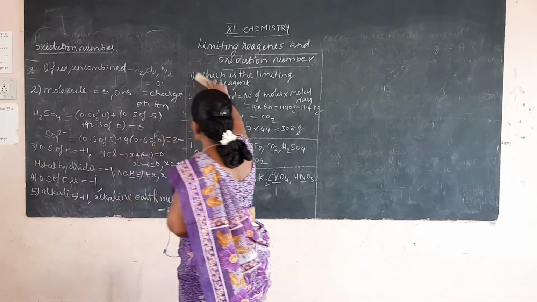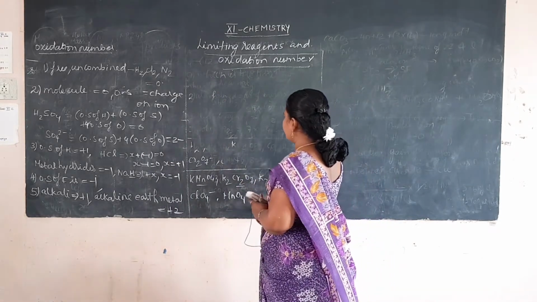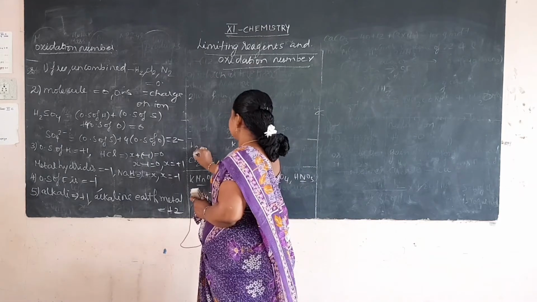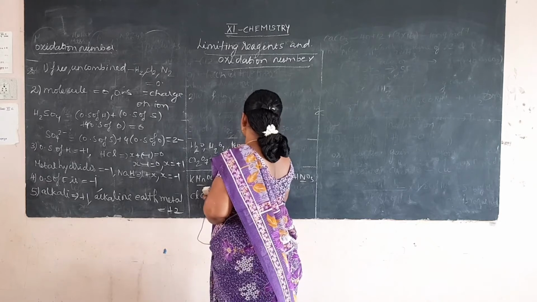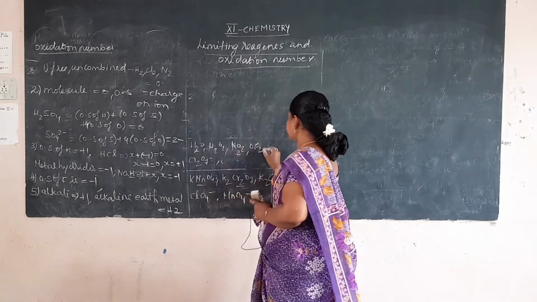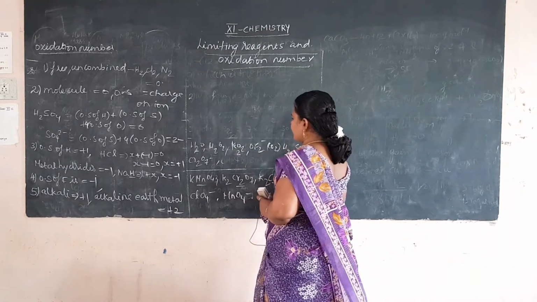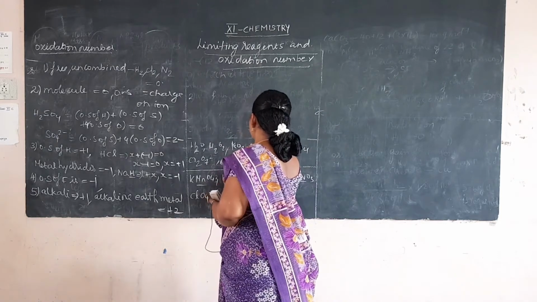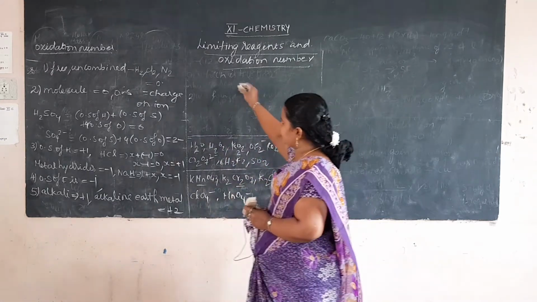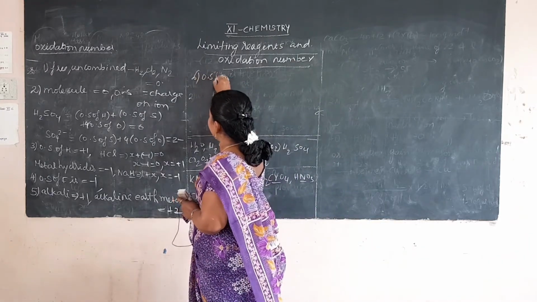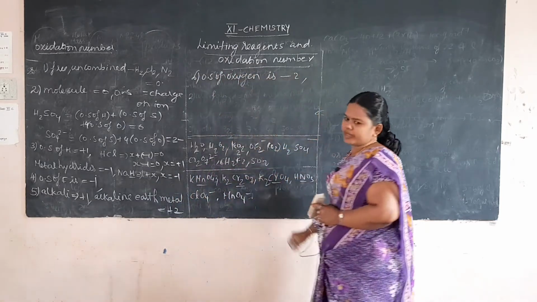Okay, so these are all the rules for calculating the oxidation number. Now that is the 5th point. Then the 6th one: the oxidation state of oxygen is -2.